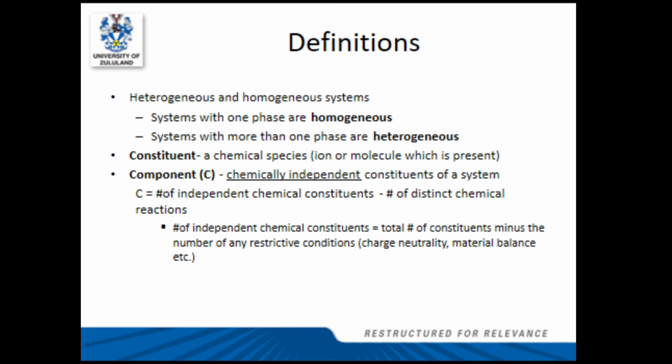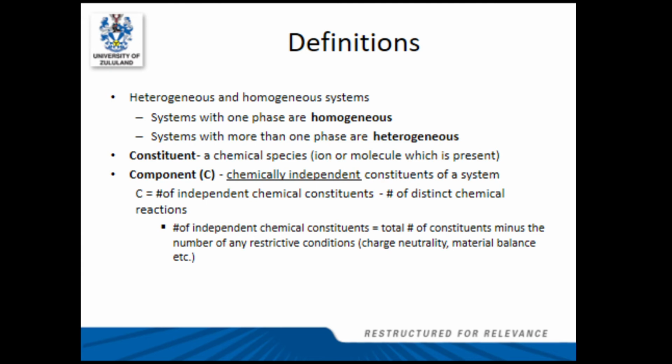So if you are given a reaction and you have to calculate the constituents, it means that any molecule or any ion that is present within that reaction will be counted. All of them. For constituents, we are going to count each and everything that is present. It can be in an ionic form or it can be in a molecular form.